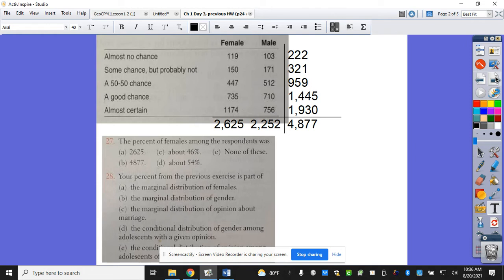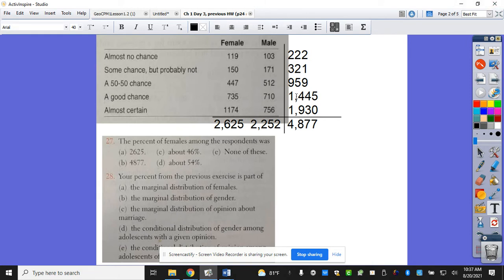Is this one asking for how many variables does this problem address? How many variables does number 27 mention? Sorry. One. Which means we're doing what kind of distribution? Marginal. So we're doing the marginal for female.